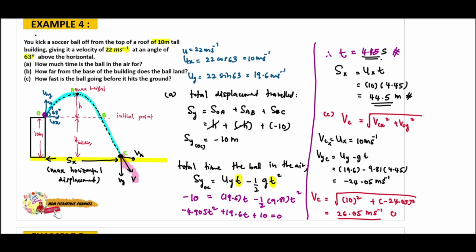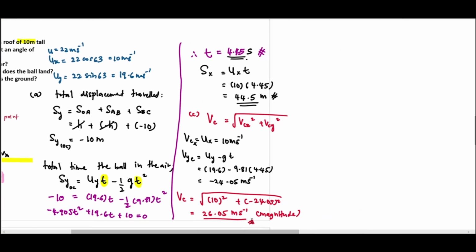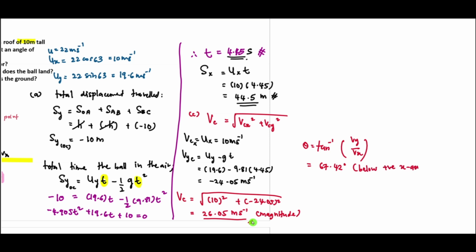Okay, so ini adalah dia punya magnitude of the velocity at point C. Okay, so dia tanya how fast. Okay, dia nak tanya hanya magnitude sahaja. Tapi kalau soalan sebut calculate the velocity at point C, macam biasa, you mesti kira theta equal to inverse tangent Vy over Vx. So, you akan dapat 67.42. Ini in case soalan suruh kira velocity, mesti kira sekali direction. Okay? And this is below positive x-axis. Okay? So, finish question number 4.